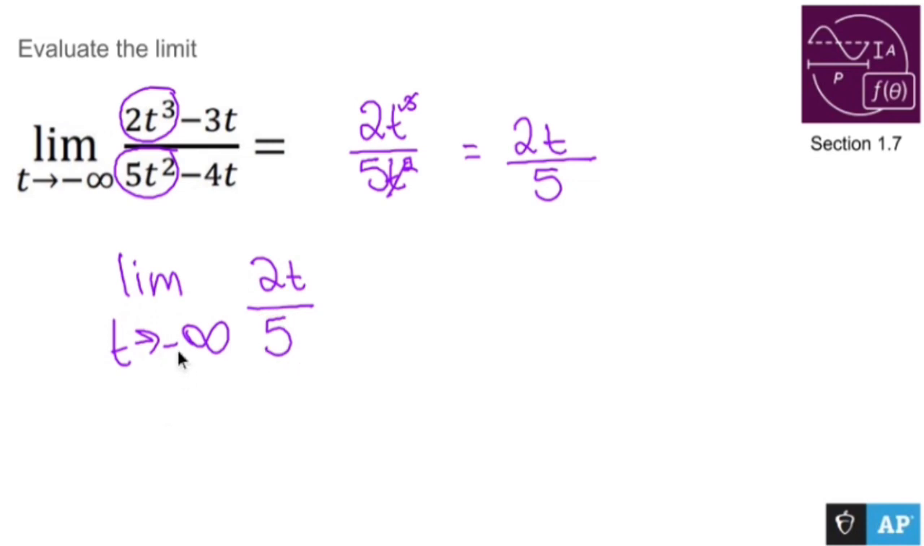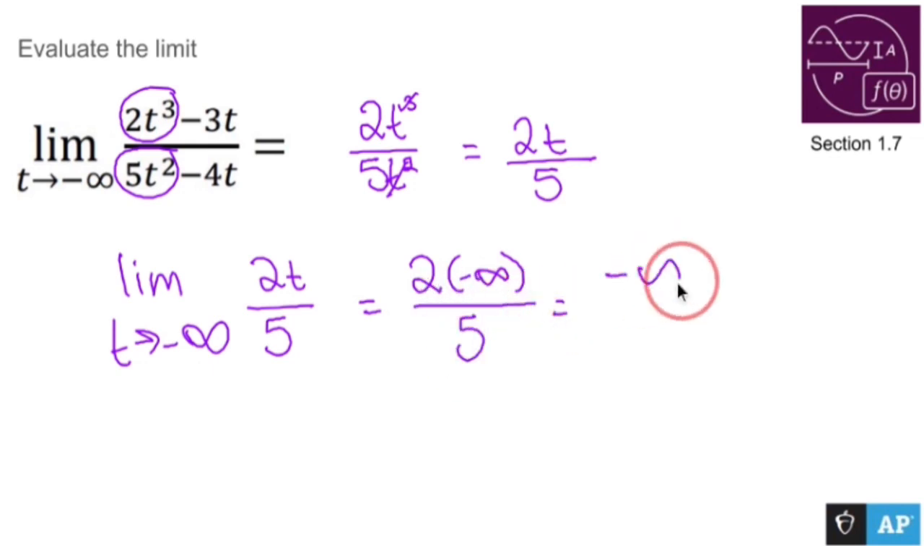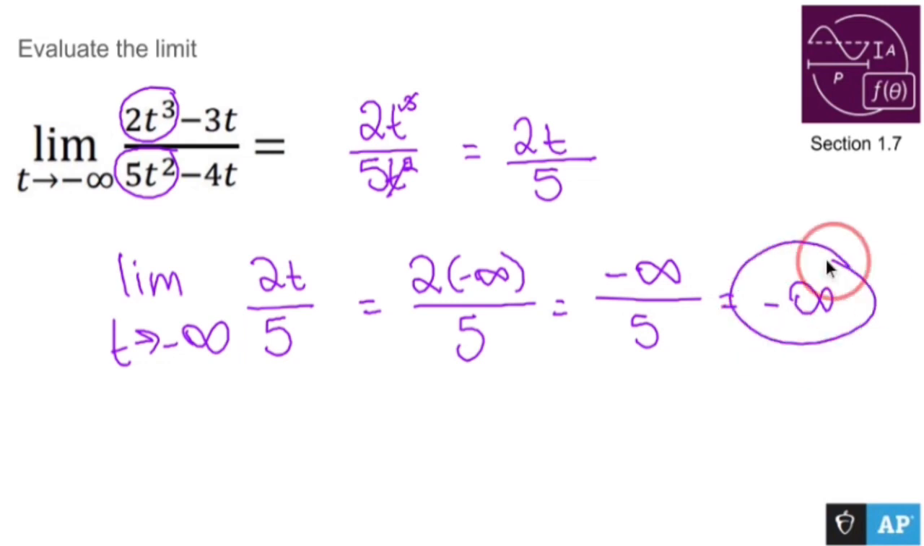As much as it sounds wrong, what you do next is plug negative infinity into t. So that's going to be 2 times negative infinity over 5. 2 times negative infinity is negative infinity, believe it or not. Negative infinity divided by 5 is still a really large negative number, so it's still going to be negative infinity. And that's going to be my answer.